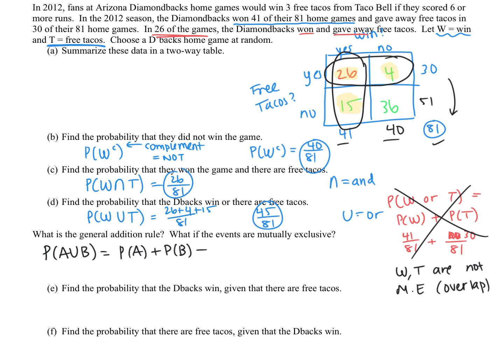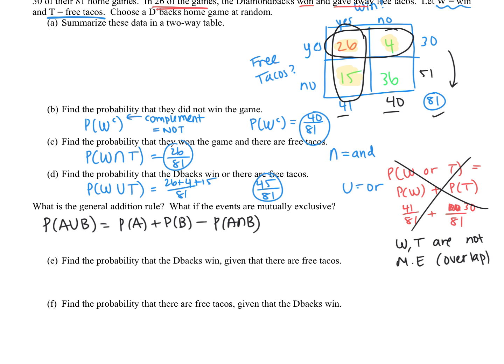The probability of tacos and winning both occurring. The probability of both occurring is what is being double counted. So what we have to do is subtract the and. So that is the general addition rule. And just to remind us of the symbols, this is the or, this is the and.